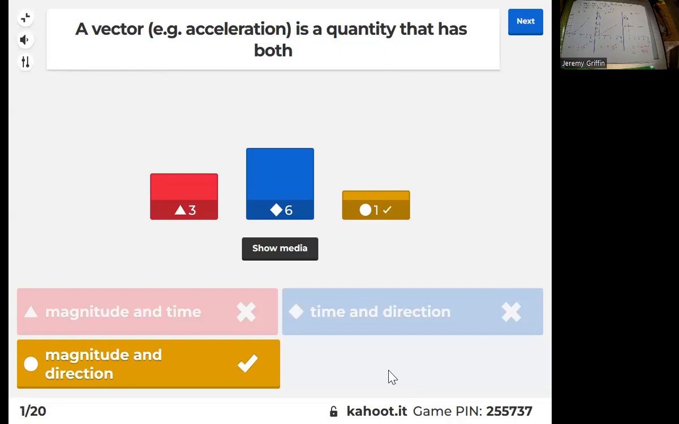Is that okay? Right. So if you're adding and subtracting vectors, think about directions, right?